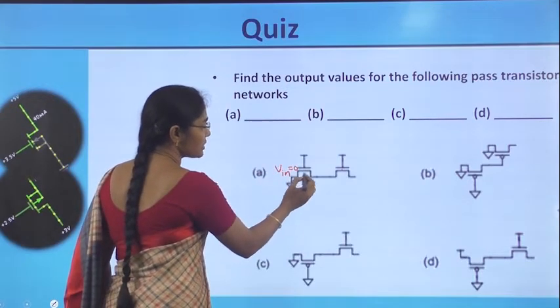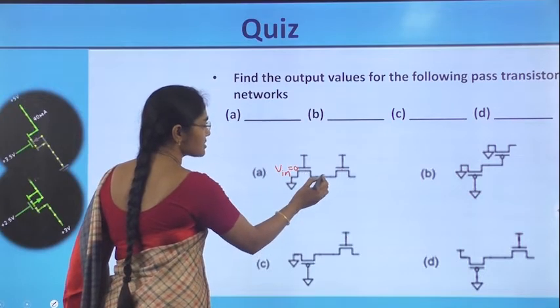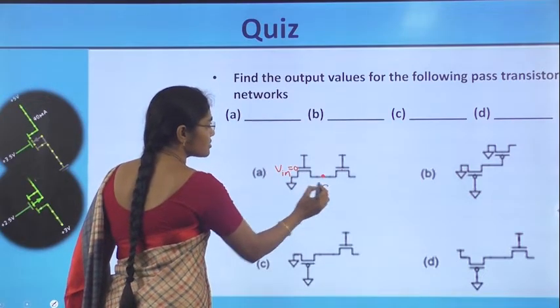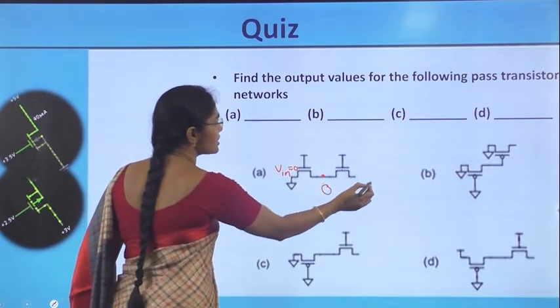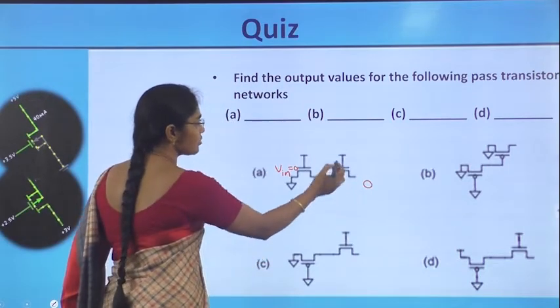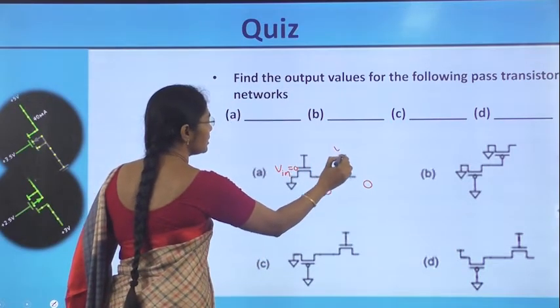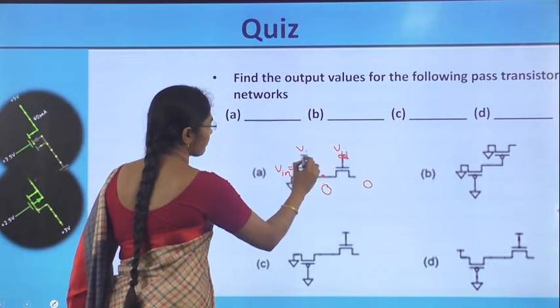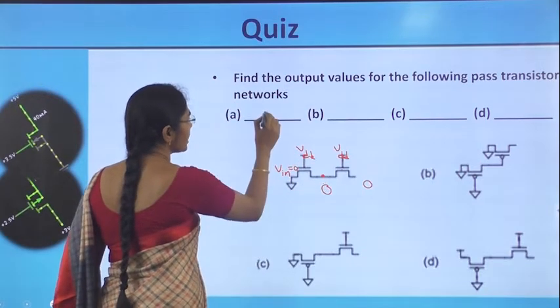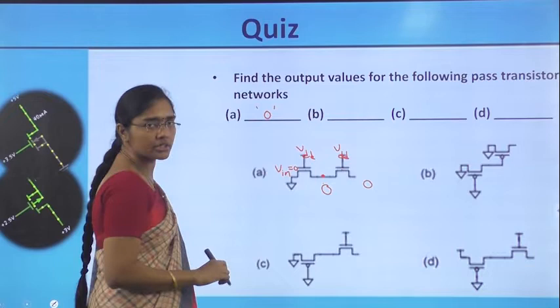The output is simply, because these two are nmos, this passes a strong 0 only. So at this node the output is 0, and the 0 is again passed as 0 because both gates are connected to VDD. So for network A, the output is equal to logic 0.